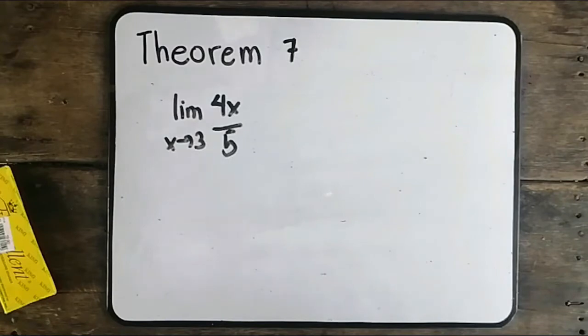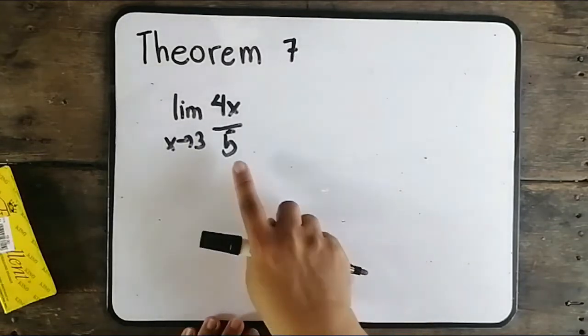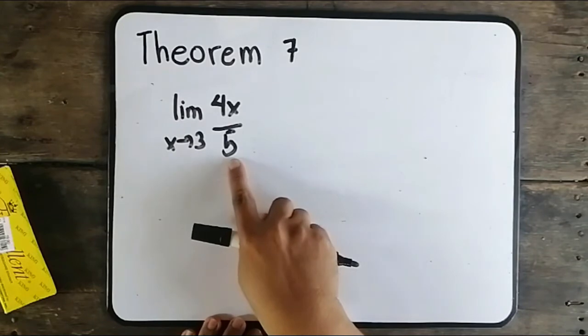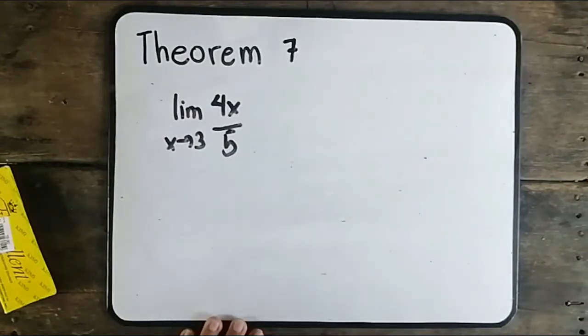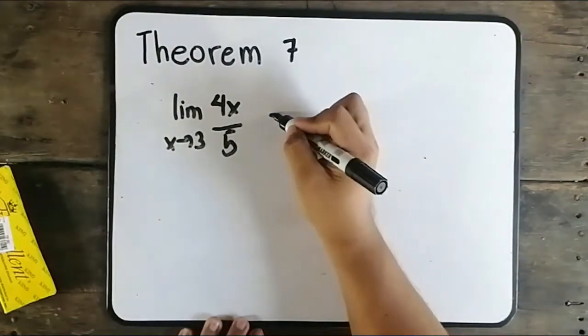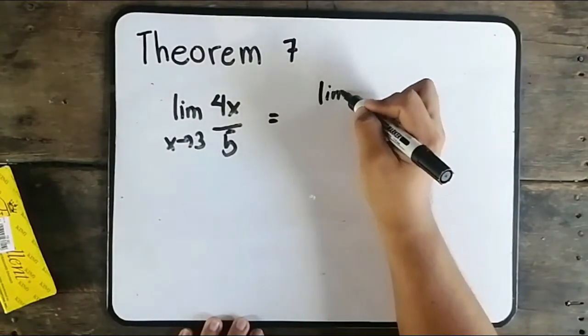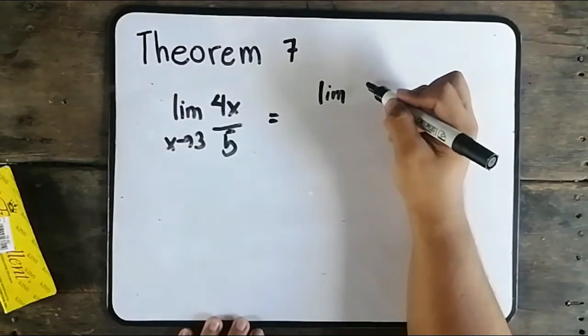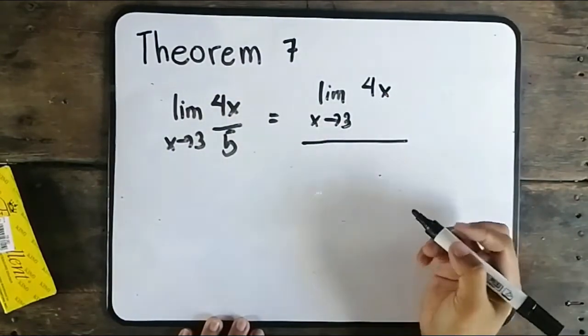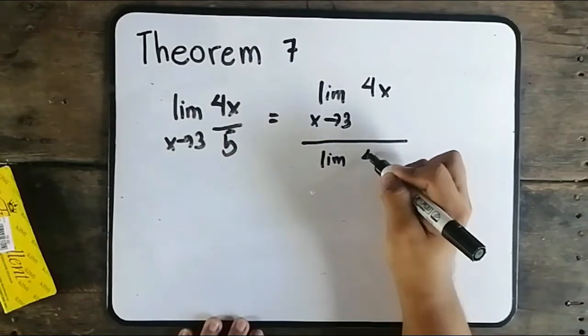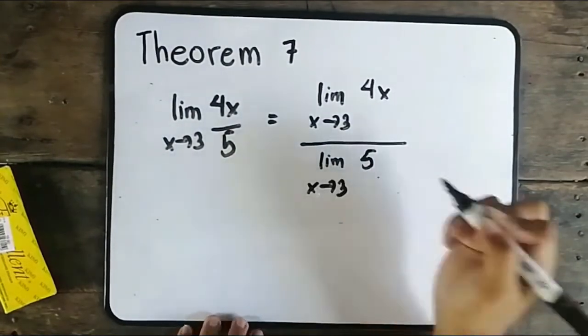So, for purpose of illustration, gamitin natin to. Limit of 4x over 5 as x approaches 3. So, kapag tinignan natin yung denominator 5, we know that the limit of this exists. Kasi nga, constant lang to. Diba? So, pwede natin gamitin yung theorem number 7. So, we now have the limit of 4x as x approaches 3 divided by the limit of 5 as x approaches 3.